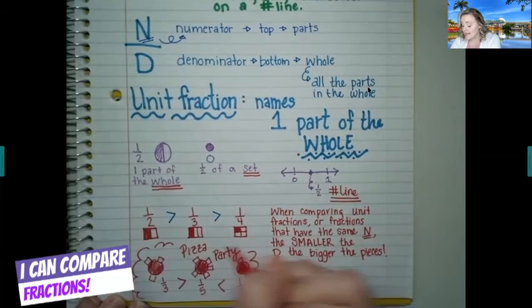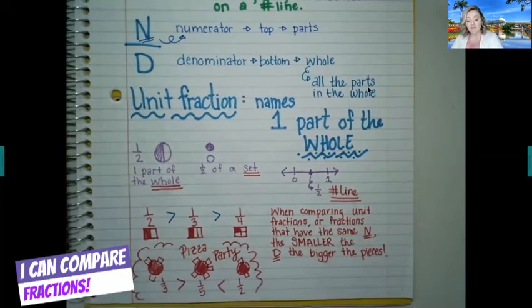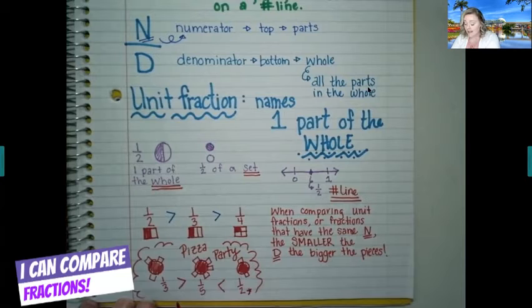Where do you want to sit to get the biggest amount of pizza? You want to sit in the half. This will be the biggest. Yes? And if you want the smallest, then you would want to sit here. This is going to be the smallest. And this would be the biggest.